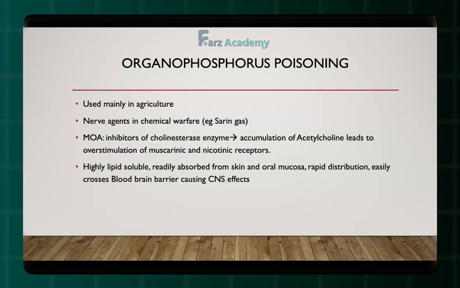Now a little bit about organophosphorus poisoning as well. Organophosphorus compounds, as we know, are used mainly in agriculture, and as nerve agents in chemical warfare, for example sarin gas. The mechanism of action is that they are inhibitors of the cholinesterase enzyme. This leads to accumulation of acetylcholine, which leads to overstimulation of the muscarinic and nicotinic receptors. They're highly lipid soluble, readily absorbed from the skin and oral mucosa, rapidly distributed, and easily cross the blood-brain barrier, causing CNS effects as well.